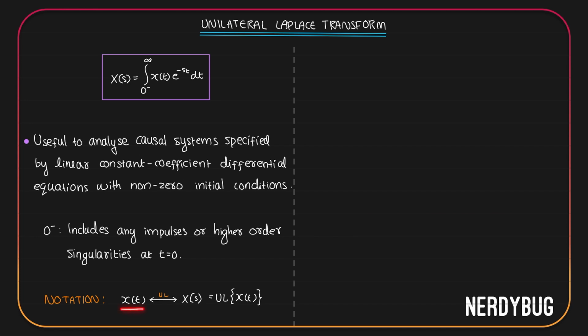The relation between a signal x(t) and its unilateral Laplace transform X(s) can be notated like this. We have a double-sided arrow. On top of it, we have written UL. Or we can write UL of x(t).